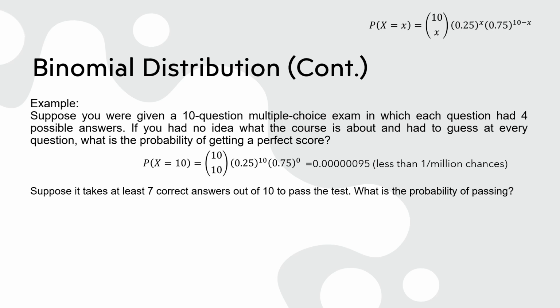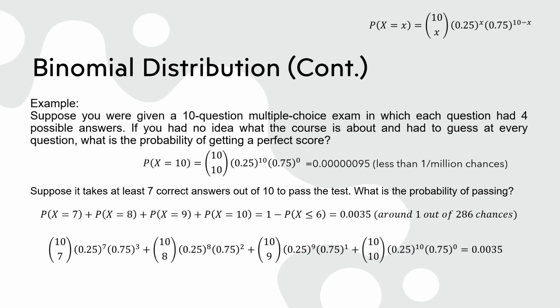Again, please pause the video here to take a moment and try answering this question on your own. To pass the test, you need to get at least 7 correct answers. This means we want to calculate the probability of getting 7, 8, 9, or 10 correct answers. We can calculate the probability of passing by summing up the probabilities of getting exactly 7 successes, 8 successes, 9 successes, and 10 successes. Alternatively, we can use the cumulative distribution function to subtract the probability of getting fewer than 7 correct answers from 1.